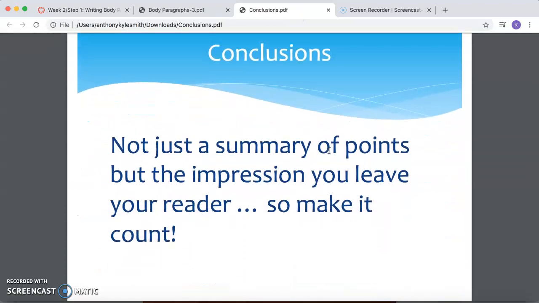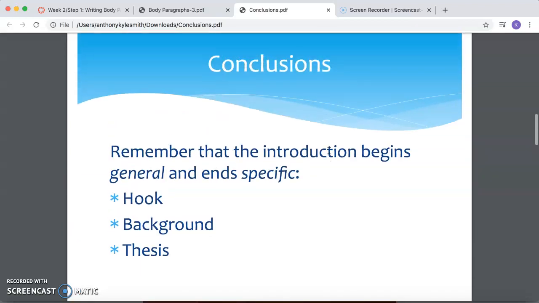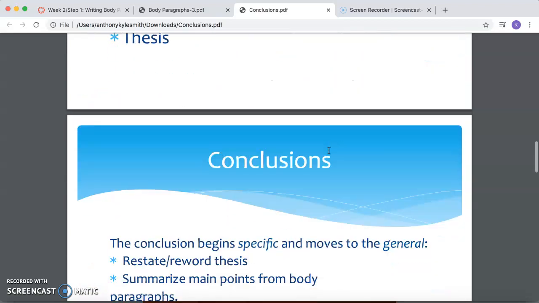A conclusion is not just a summary of points you've made. You should leave your reader with a very definitive impression of what it is you've just written about. So if you think back to introductions, that's a hook, background information and thesis statement, right? So you're going from something very general to something very specific, which is your thesis.